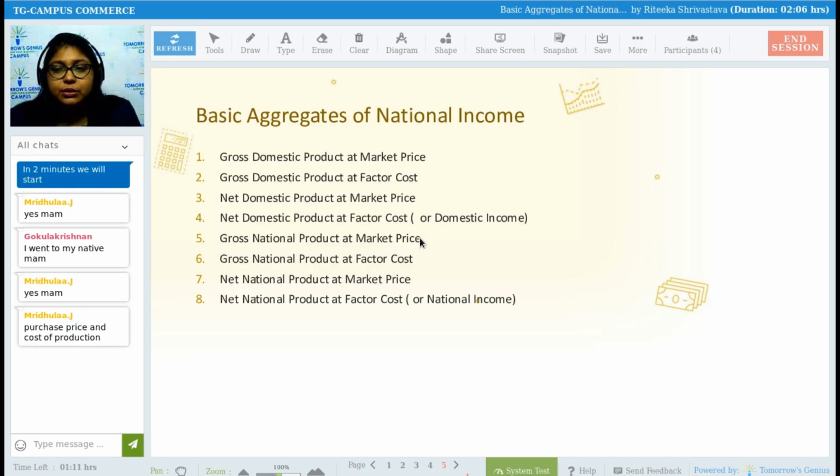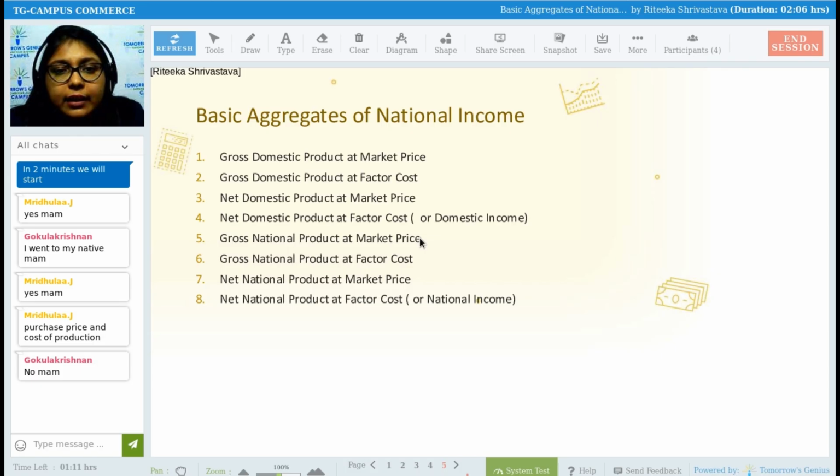So did you all go through the structure, the flow chart for formulas, net, gross, domestic, national, product, market price, and factor cost? Any doubts still here? Okay, perfect. So we said that there are total 8 aggregates.